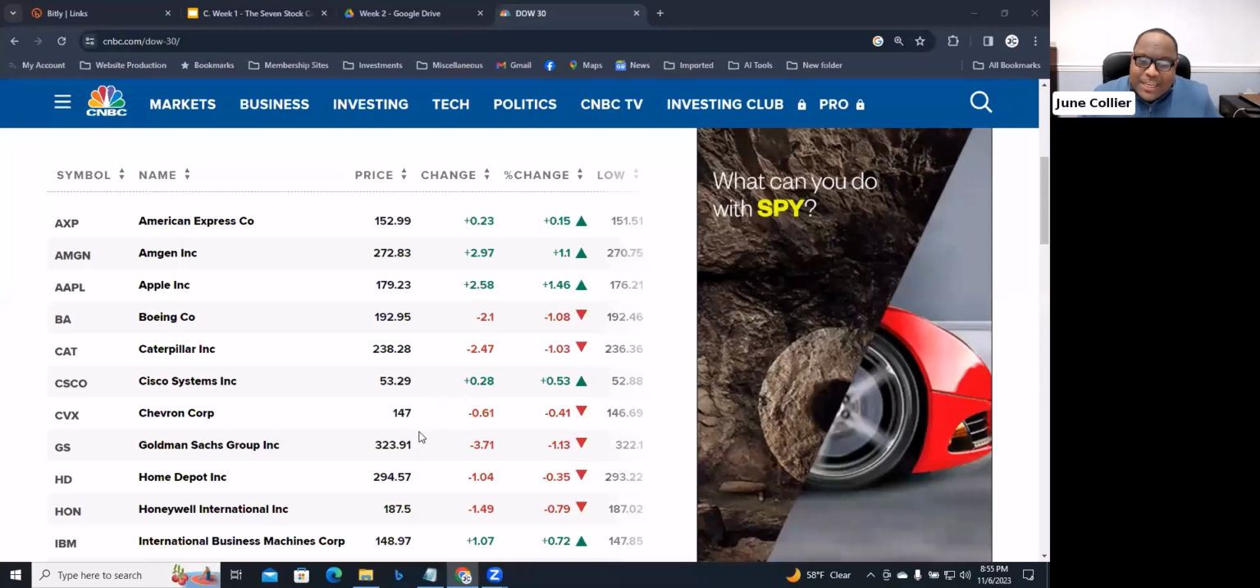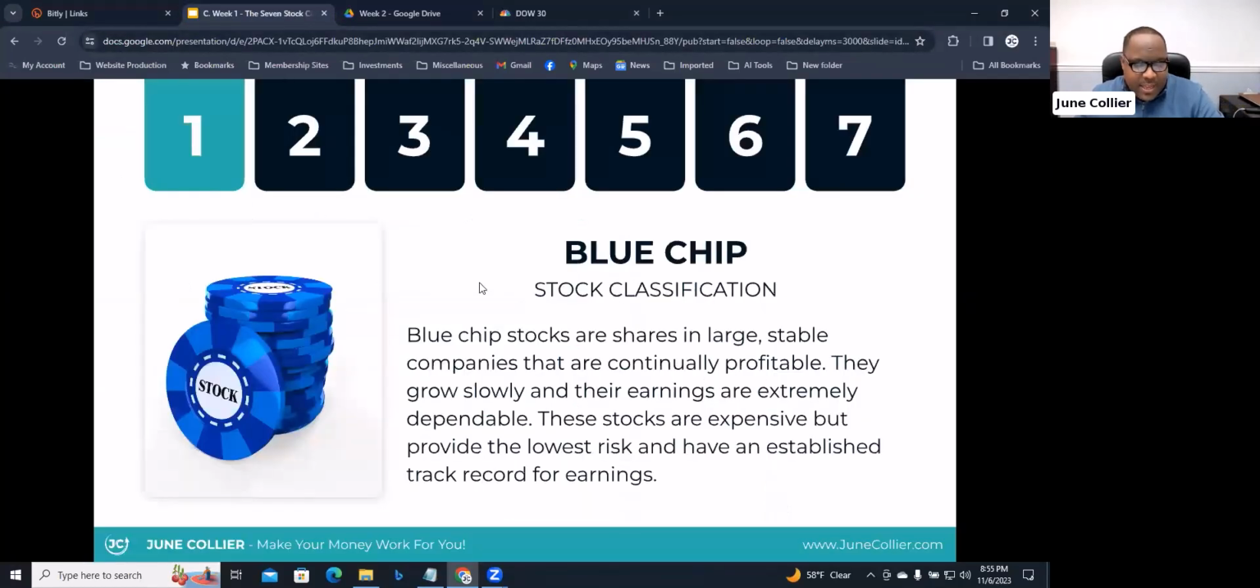I'm going to say this until I'm blue in the face. We don't buy quantity, we buy quality. All right? And we'll talk about that a little bit later. But this is blue chip. Those are blue chip stocks. All right, let's get into our second category.